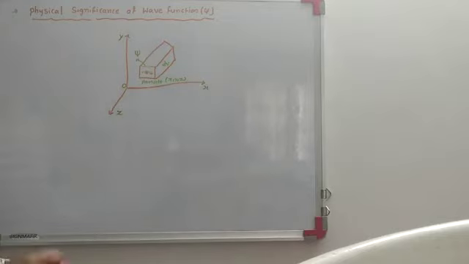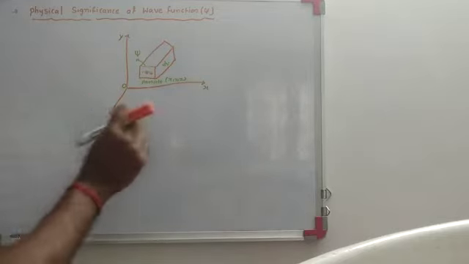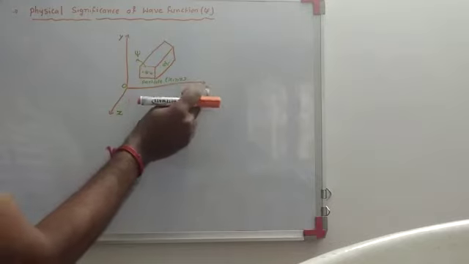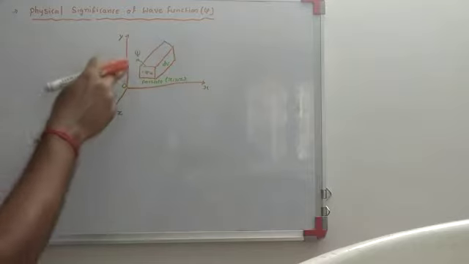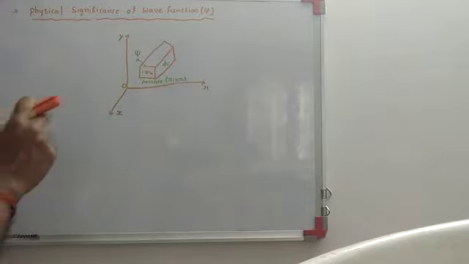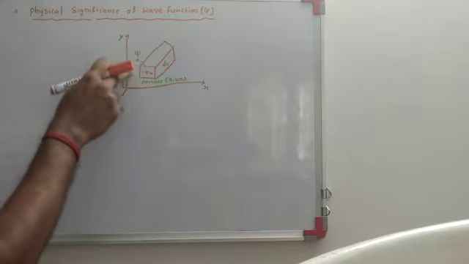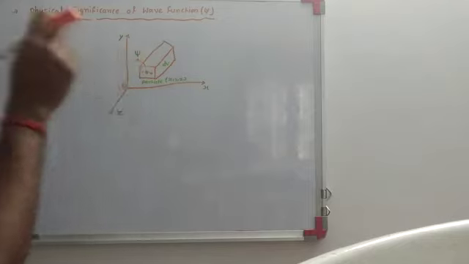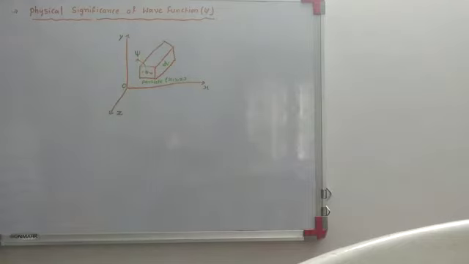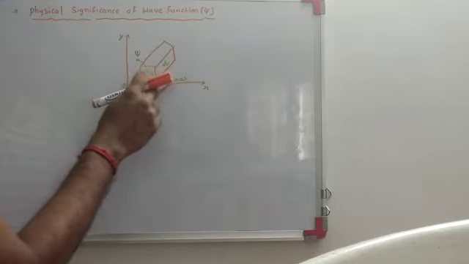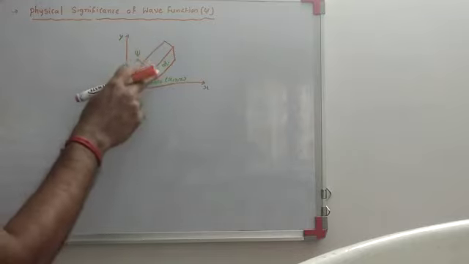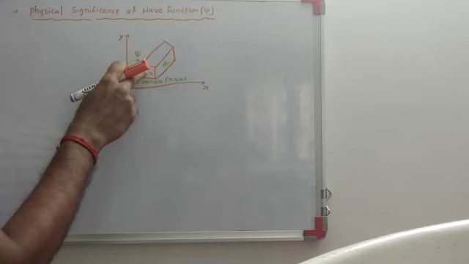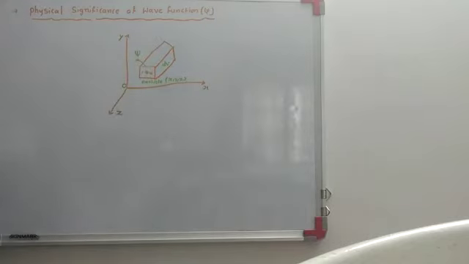Consider a particle having three dimensions along the x, y, z coordinates. The value of psi is associated with the motion of the particle at a point x, y, z in space. It is related to finding the particle there.